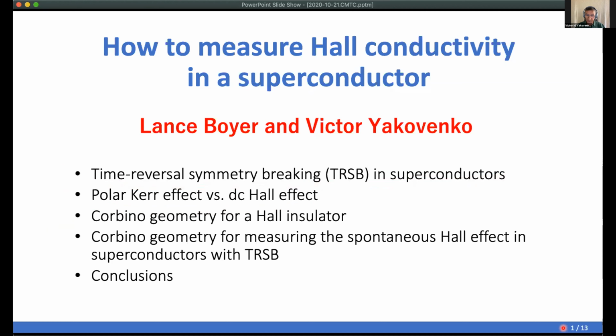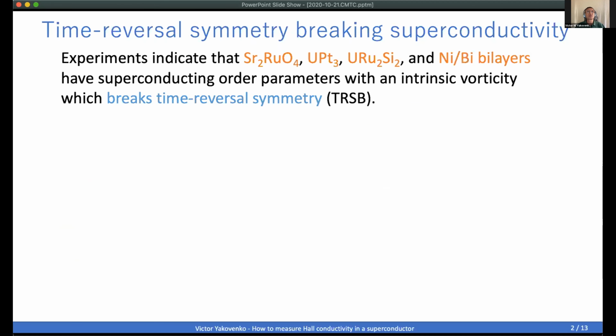Okay, so let me start with the introduction. First of all, one slide on superconductors that break time reversal symmetry. Well, there are several materials, it is not an exhaustive list, that when they undergo the superconducting transition, the superconducting state breaks time reversal symmetry. So the point is, these are not magnetic superconductors, meaning materials that have magnetism already and then become superconducting. Here, they are not magnetic before the superconducting transition. They break time reversal by superconductivity.